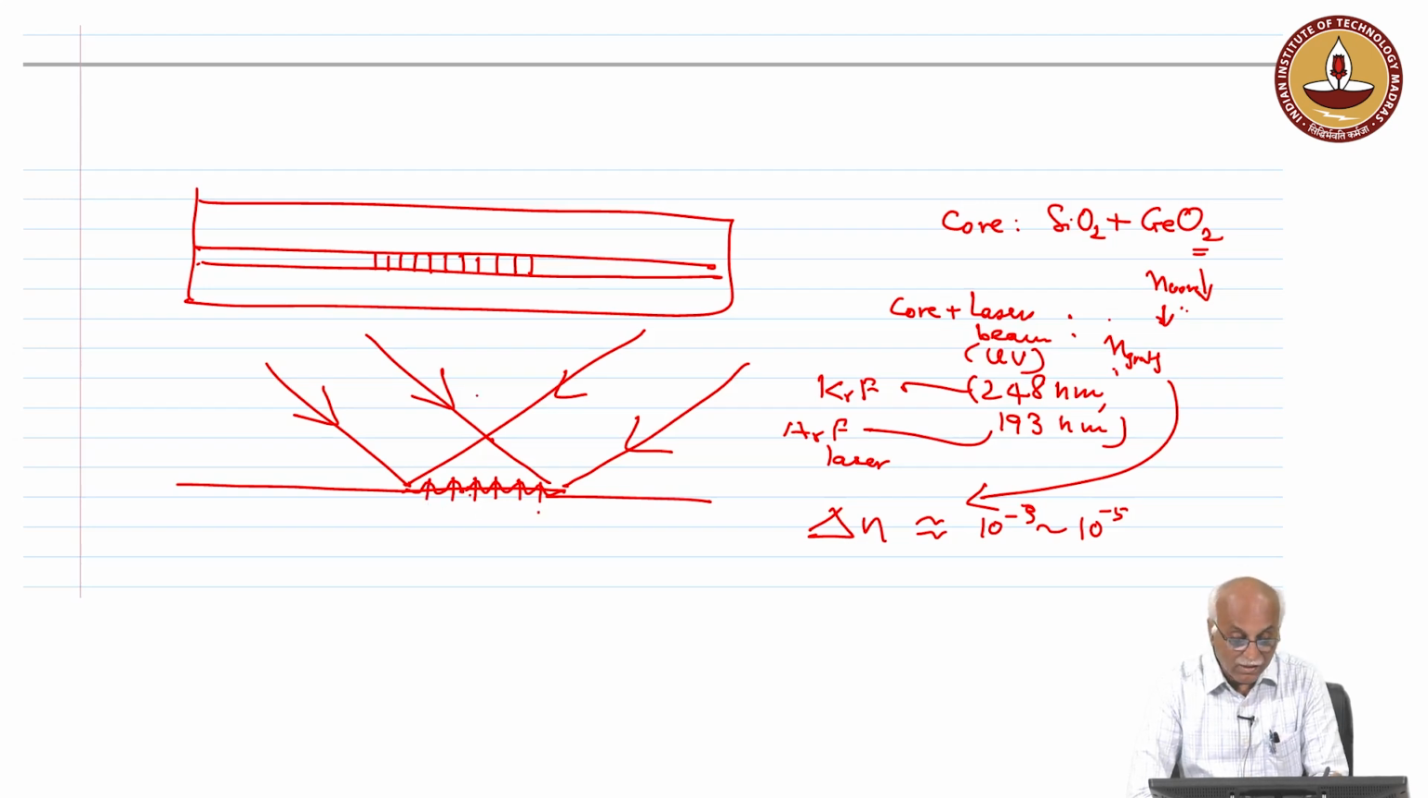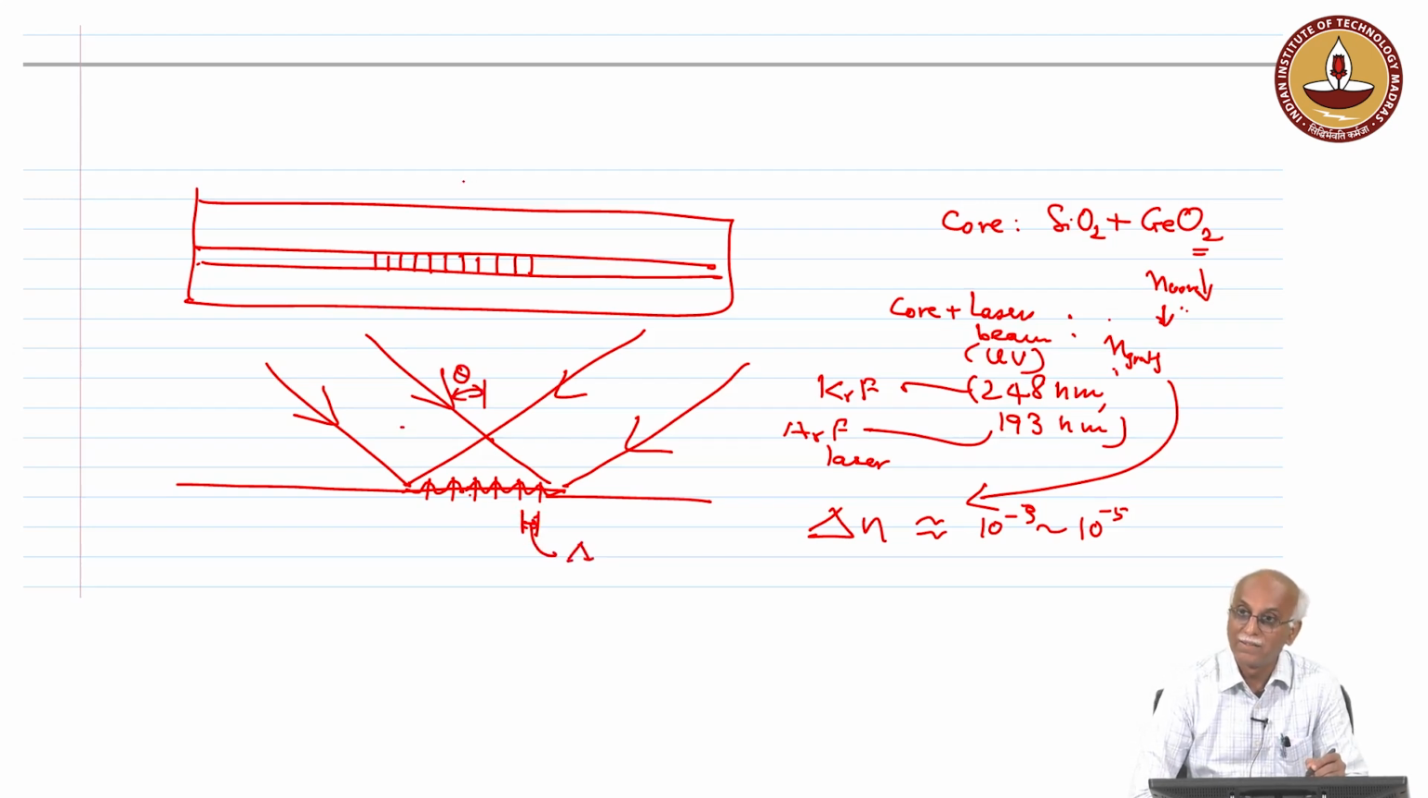And if I tune this angle in such a way that the interference pattern produces a grating period matching what I want in a fiber Bragg grating, I will be able to induce this refractive index change, because the intensity will be large at certain points. Wherever the intensity is large, the material characteristics will change, and it will induce the grating period. Is it okay? So, this is the way we can fabricate.